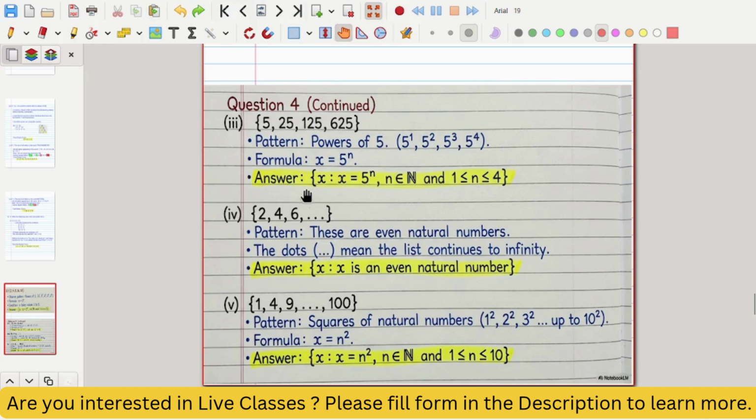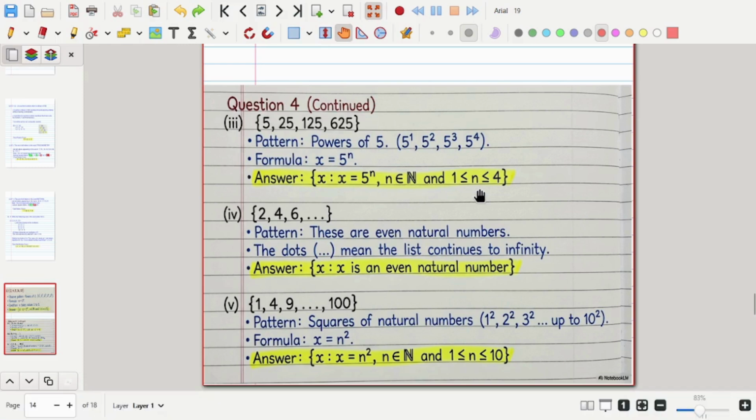So the answer is the set of all x such that, write the formula first, x is equal to 5 raised to n, where n belongs to natural numbers and n is greater than or equal to 1 and less than or equal to 4.